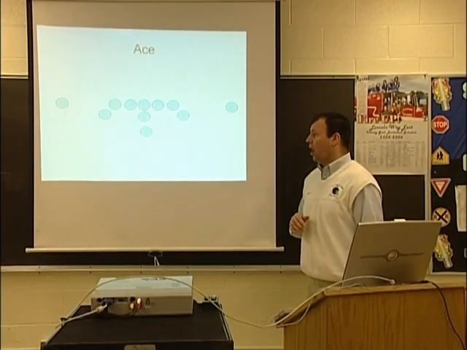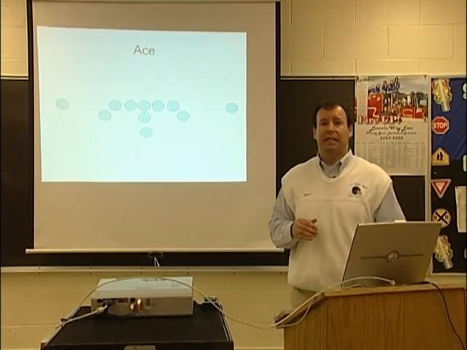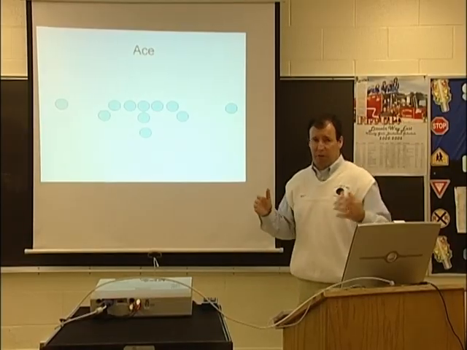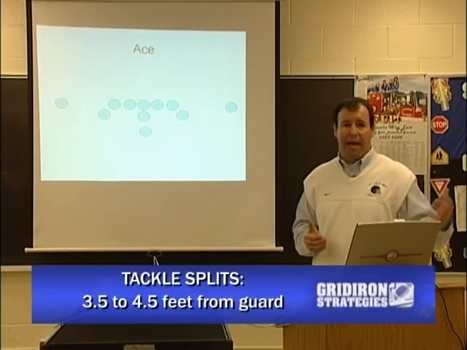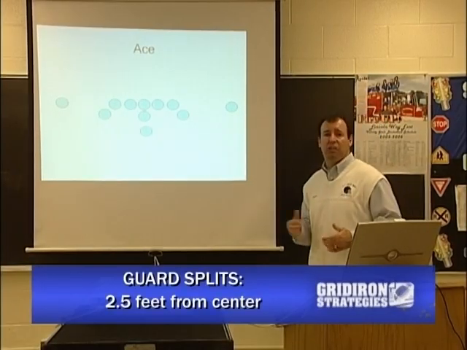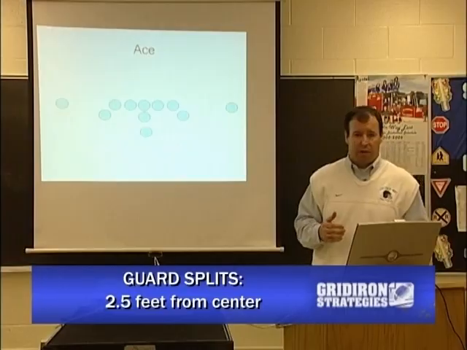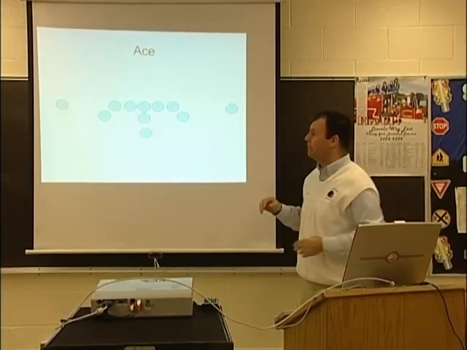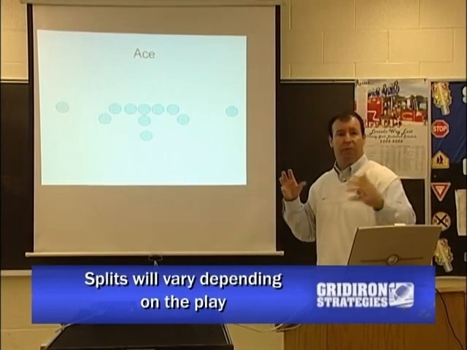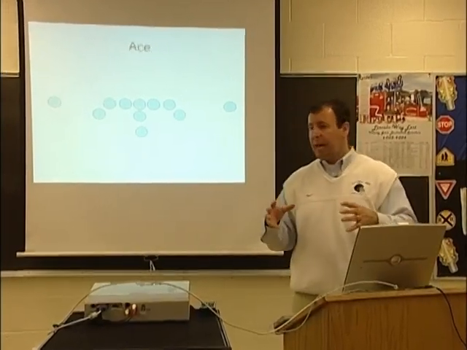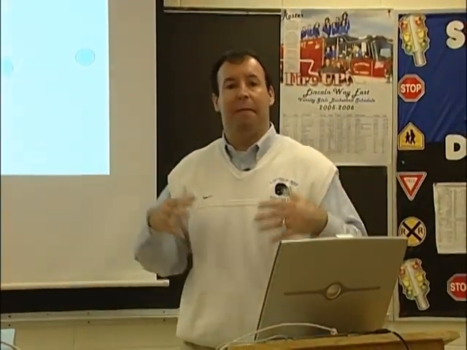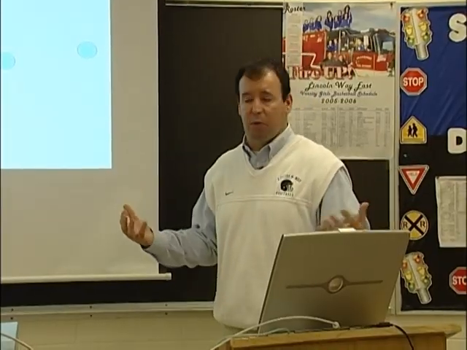Our quarterback is directly underneath the center with his arms extended. Our tackles will vary. They'll be from 3.5 to 4.5 feet away from the guard, and our guards will be right around 2.5 feet away from the center. That's our basic alignment. Now our splits with that particular alignment will vary depending on the play. We sometimes might be in a situation where we're tipping off plays. At this point in time, it did not matter to us if we did tip off the play. We're going to still run it.